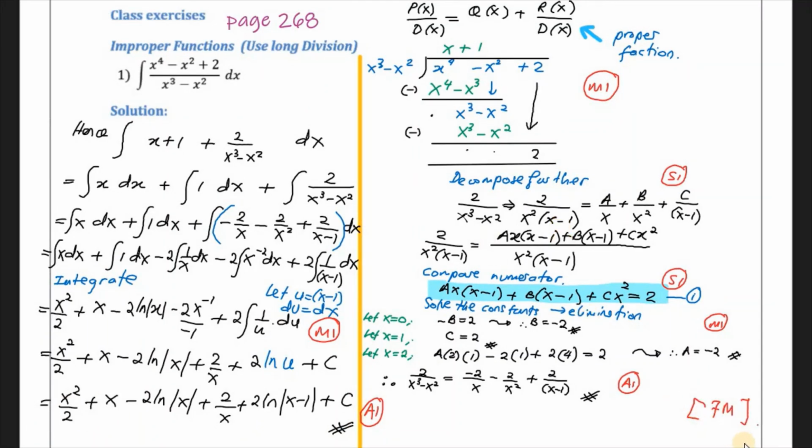So that is our complete work on this question number 1 as your guideline. Okay, get that? Okay, let us do more.